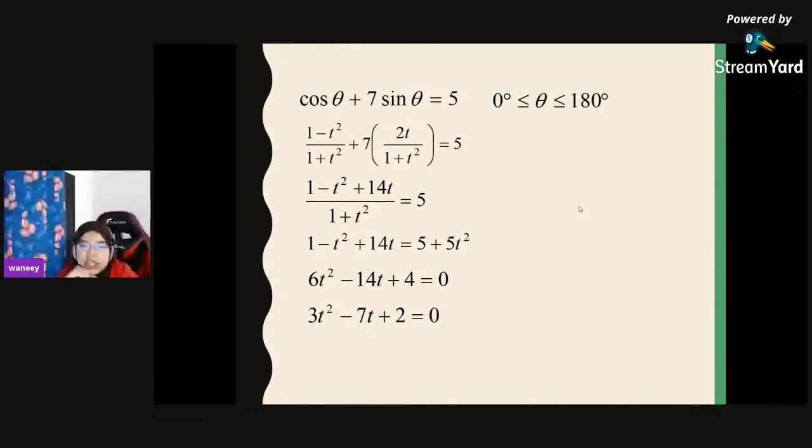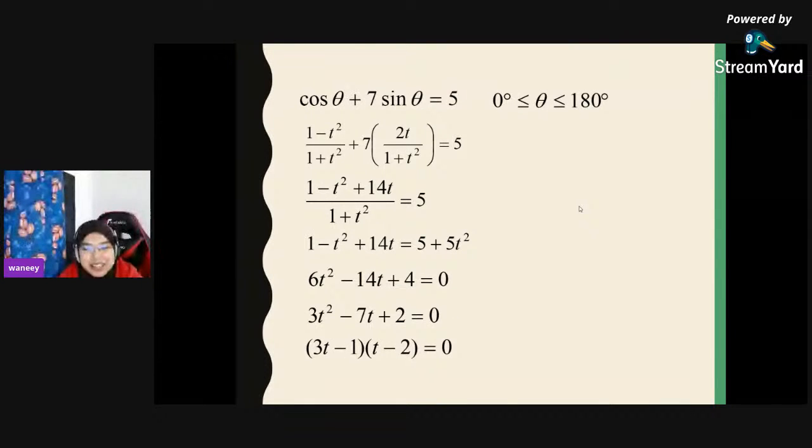Okay, so I have a 6, I have 14, I have a 4, so I can actually divide everything by 2. So that is what I did over there. So it will become 3t squared minus 7t plus 2 equal to 0. Again, you should check whether you can factorize them completely using the cross method, or if you cannot use the cross method, then you might want to use negative b plus minus square root of b squared minus 4ac over 2a. Okay, so do solve them to calculate the value of t.